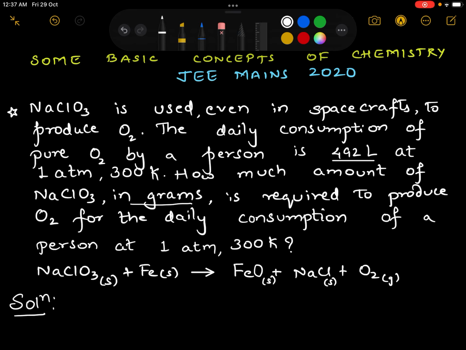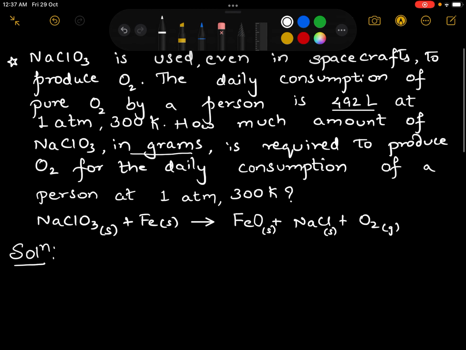Now, the equation is provided in the numerical itself, making it much easier. What we have to find out is the mass of NaClO3. So the moment we have to find out mass, the thing that should click in our mind is molar mass, that is standard mass.